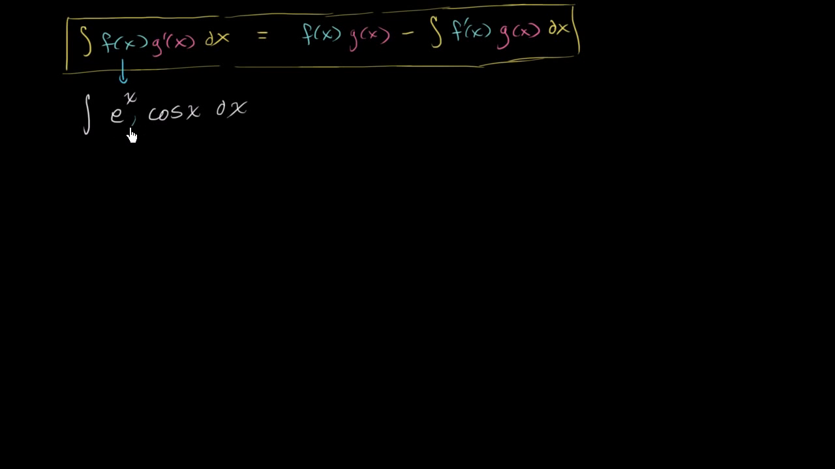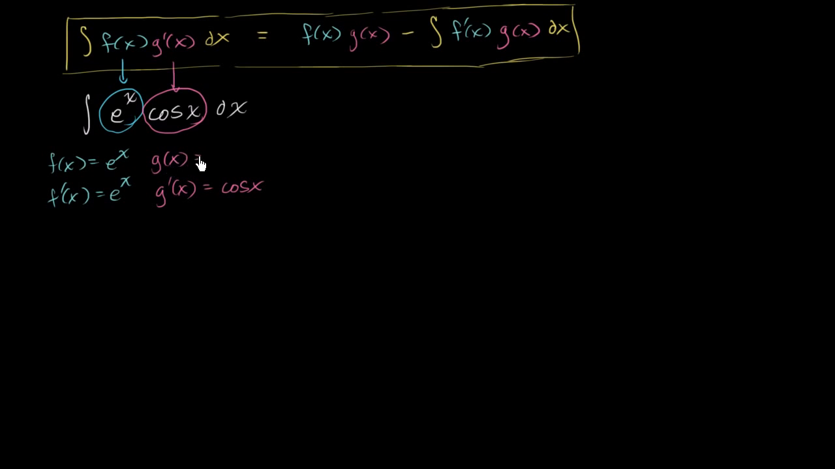So let's say that f of x is equal to e to the x, and let's set g prime of x to be equal to cosine of x. So given that, we can write over here that f of x is equal to e to the x, f prime of x is equal to e to the x. We can write that g prime of x, the derivative of g, is equal to cosine of x. And then the antiderivative, g of x, could just be equal to sine of x. So let's apply integration by parts.